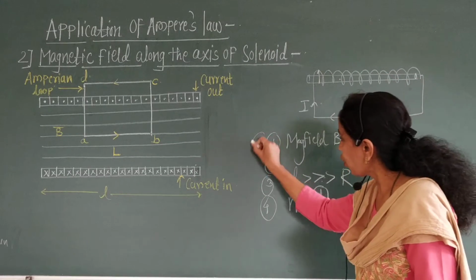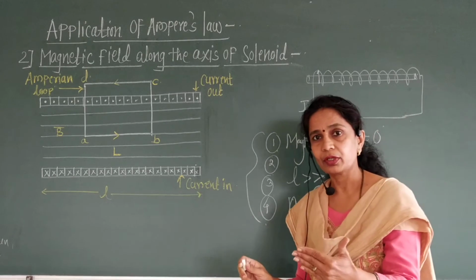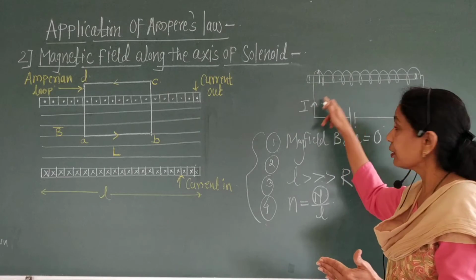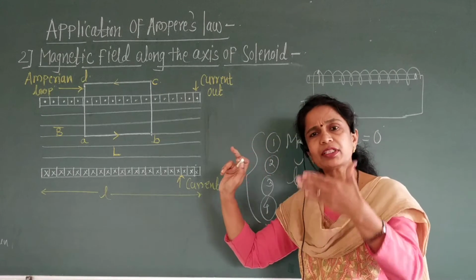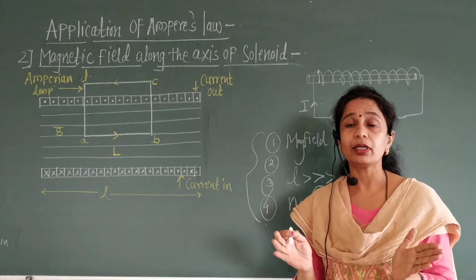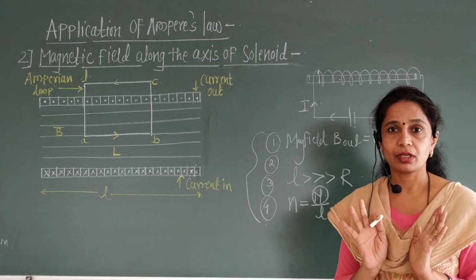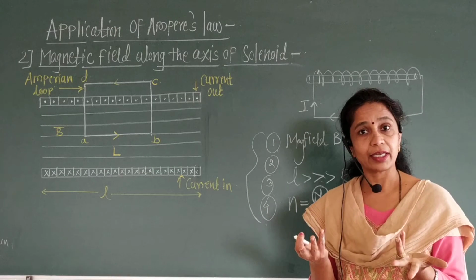Okay, therefore all these 4 points are very important. If this solenoid, through which current I is flowing, is suspended in uniform magnetic field, then it rests along the north south direction and therefore it behaves like a magnet.